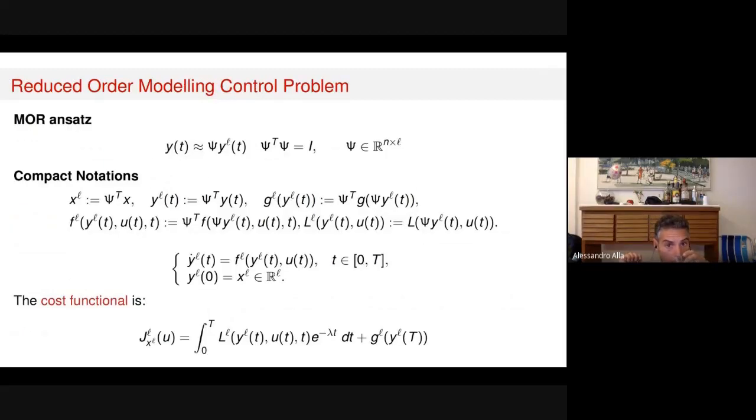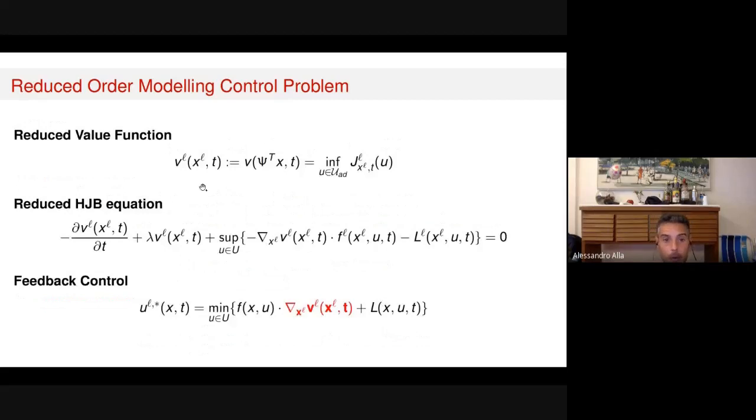Okay, so then, provided that we know how to compute the basis function, if we want to use this technique in the optimal control setting, formally we do the same. We project our dynamical system. We get a reduced cost function. This is formally the same problem. And at the end, we also get a reduced Hamilton-Jacobi-Bellman equation.